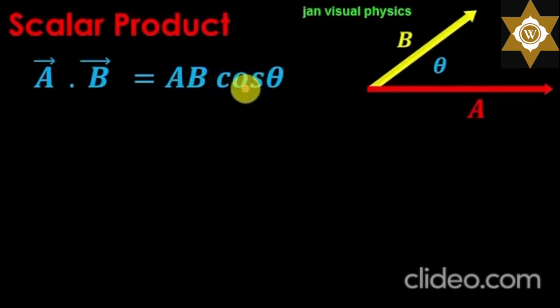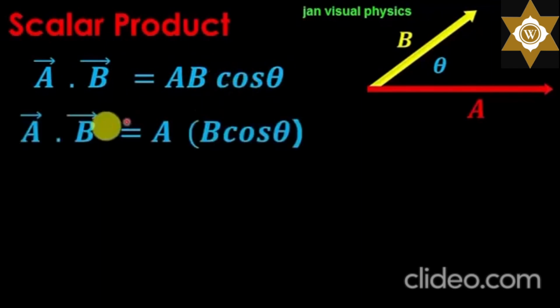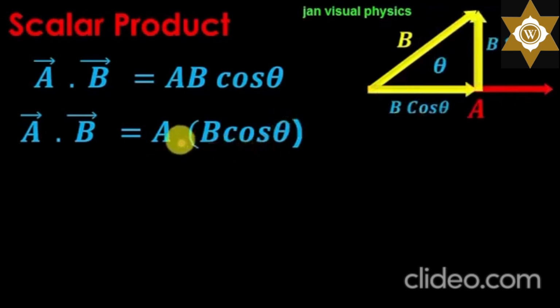We can write this equation as A dot B is equal to A into B cos theta, that is we can multiply the magnitude of first vector A with cos component of B vector. This equation gives us the same answer as previous equation. There is no difference between the answers. We can also state that the dot product of two vectors is equal to magnitude of first vector multiplied by the parallel component of a second vector, or the component of second vector which is in the direction of first vector.